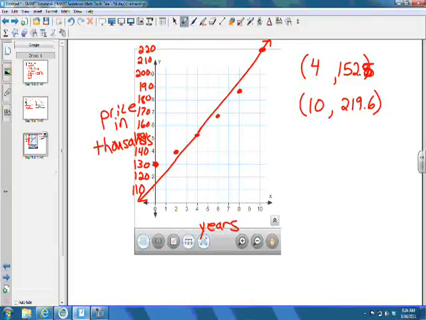I didn't pick the same points. Okay, that's what you're asking. Oh, yeah, I know that. This is my best fit line. It's not the book's best fit line, and it may not be yours. I may not have gone through the same points that you would. No, it could go through more, but it has to go through 2.